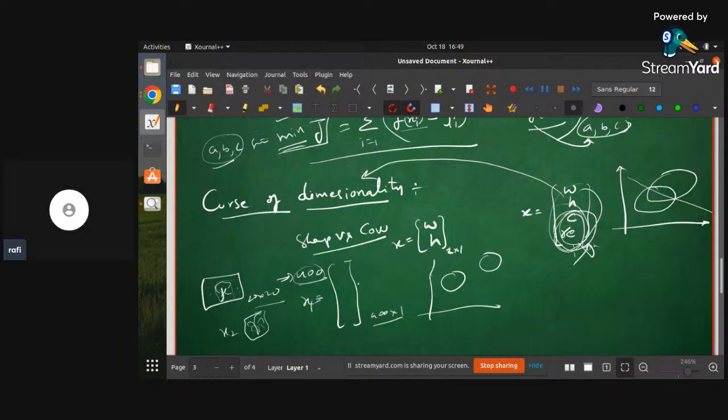You should have a sufficient amount of data, but it should not have extra data which is not contributing anything. So this is the curse of dimensionality.